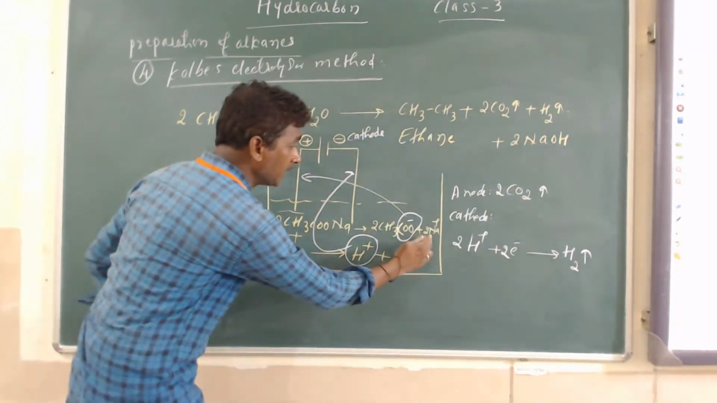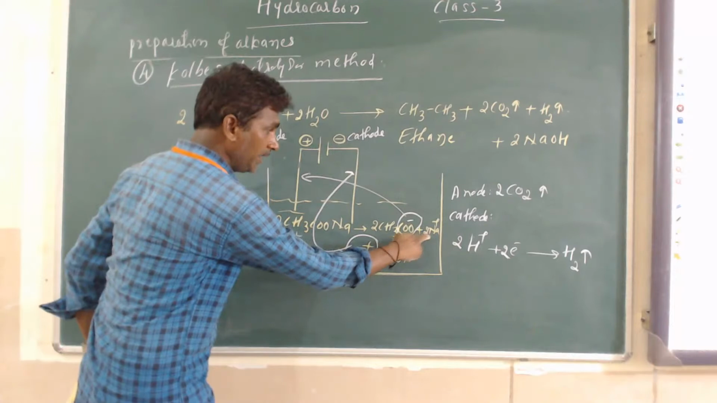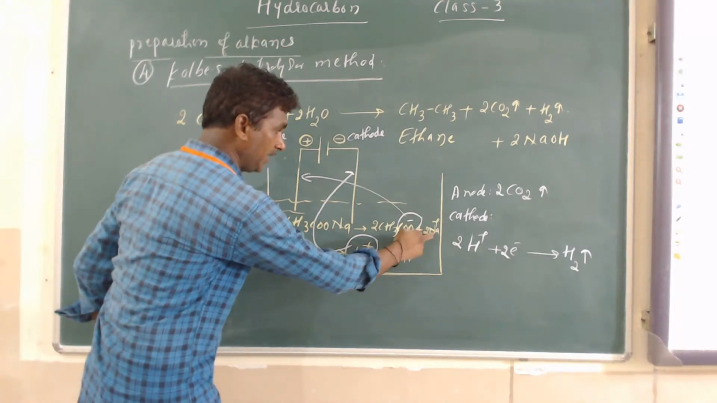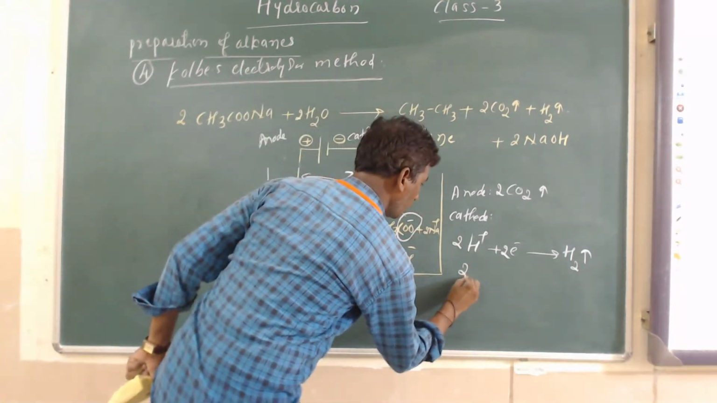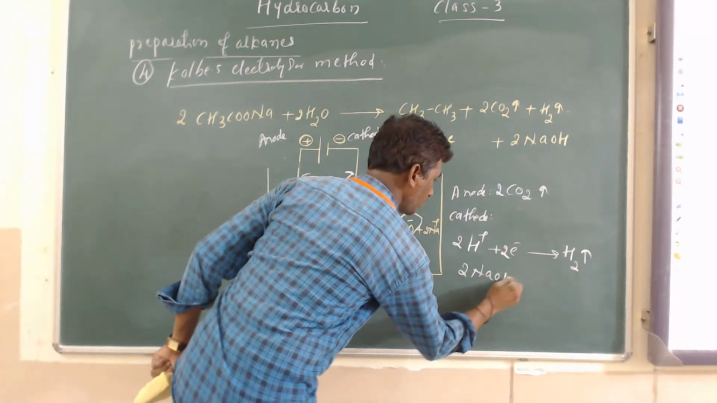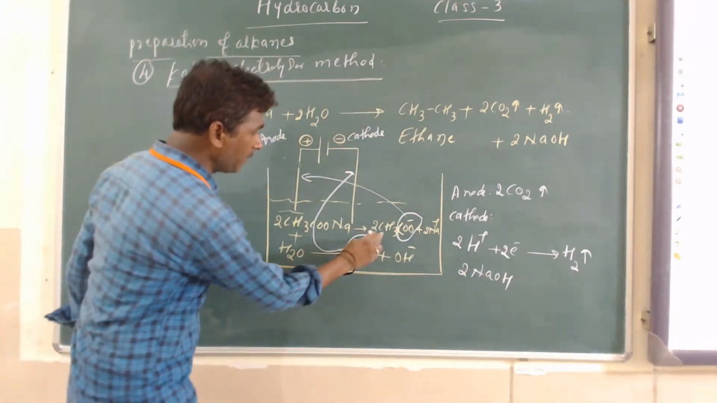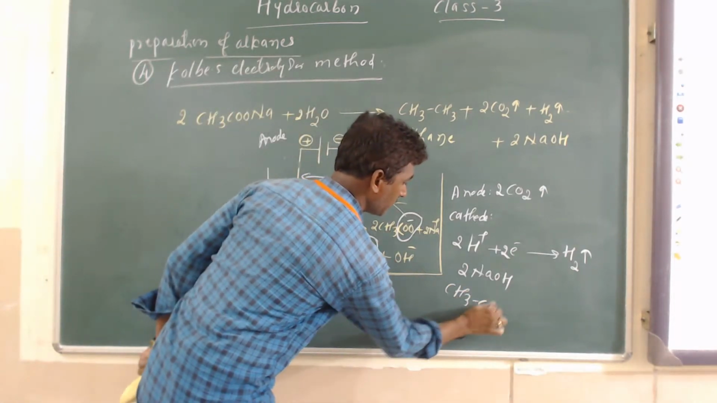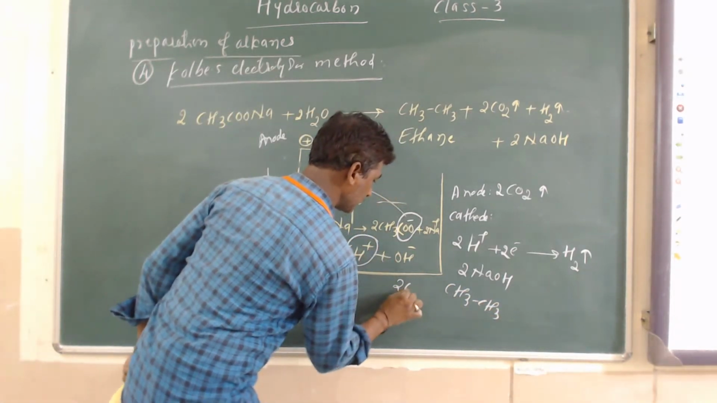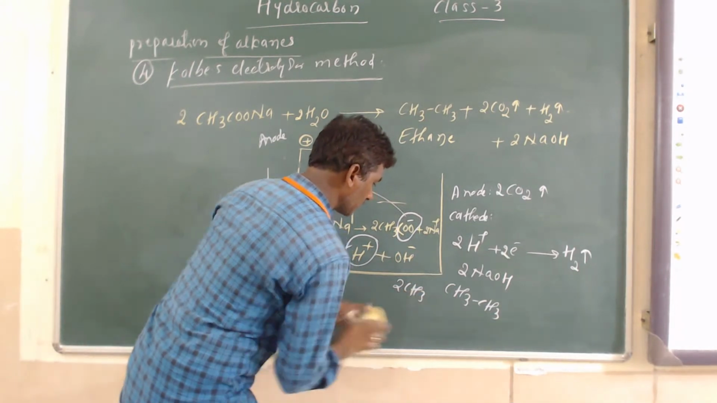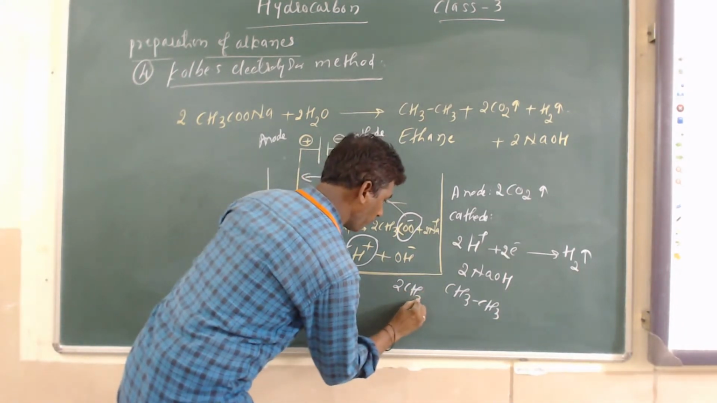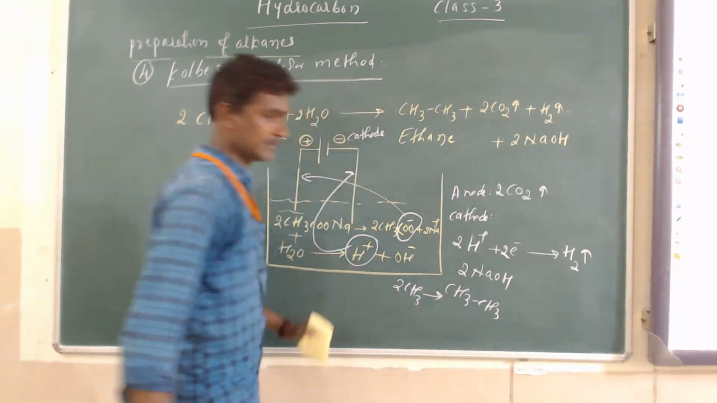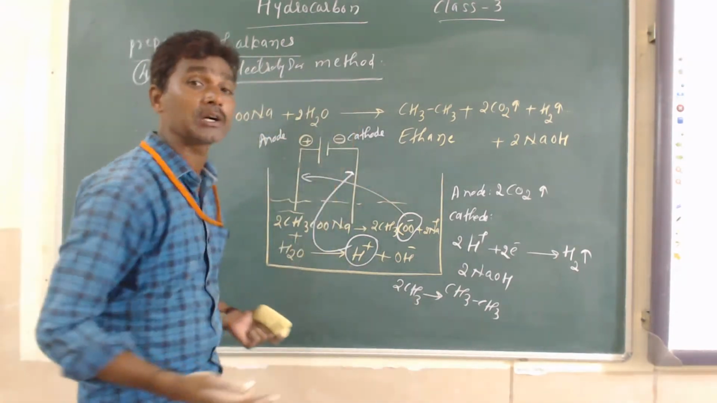What is the remaining? Remaining is 2Na plus and OH minus, that is 2NaOH. And what is the remaining? 2CH3, which becomes CH3-CH3. So this is the electrolysis method.